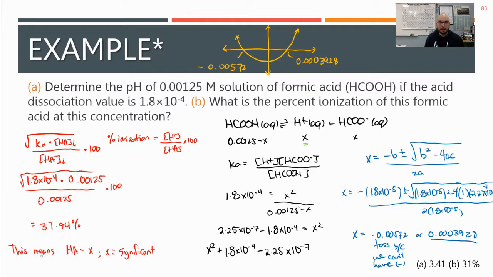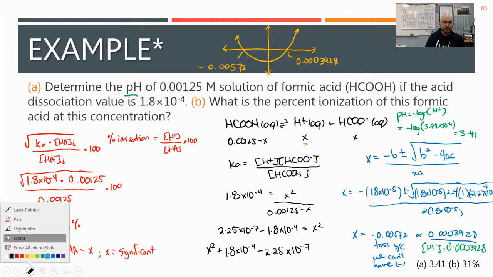So we're going to write that the concentration of H plus is equal to 0.0003928. I'm going to continue this up here because it asks us really for the pH. So all that work for the pH. pH is equal to negative log concentration of H plus. In this case, because I'm running out of room, this is going to be negative log of 3.98 times 10 to the negative 4, which gives us 3.41. And that's unitless.